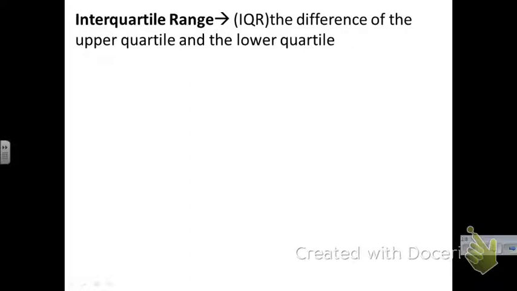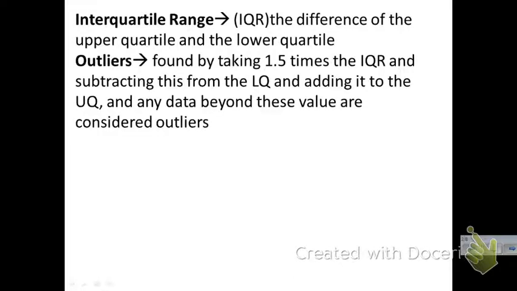The inner quartile range is the difference between the upper quartile and the lower quartile. We have outliers. You find them by taking 1.5 times this inner quartile range, and then you subtract that number from the lower quartile and add it to the upper quartile. Then you're going to look if there's any data beyond those values. We consider them outliers.